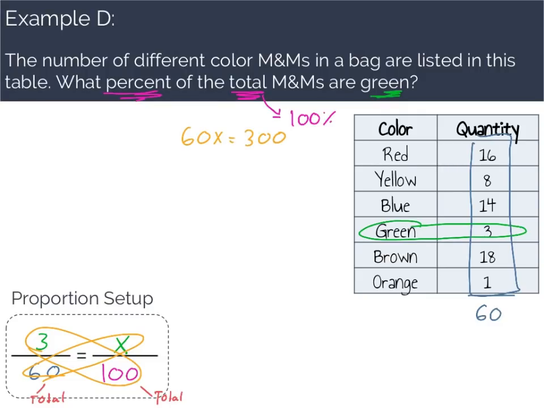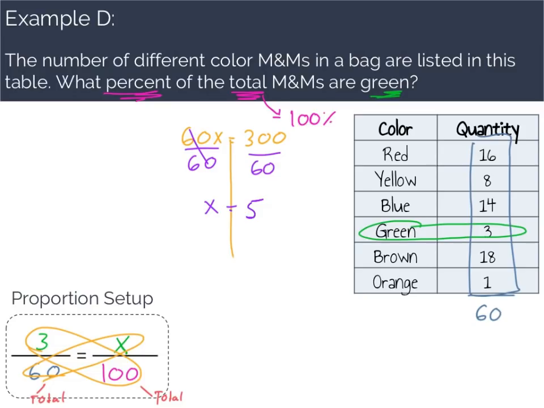Now I've got a one-step equation that I know how to solve, so I'm going to draw my wall down for my equal sign, divide both sides by 60. 60 divided by 60 is 1, or 1x, and 300 divided by 60. Again, if you can't do that in your head, feel free to use your calculator. When you do 300 divided by 60, you're going to end up getting 5.